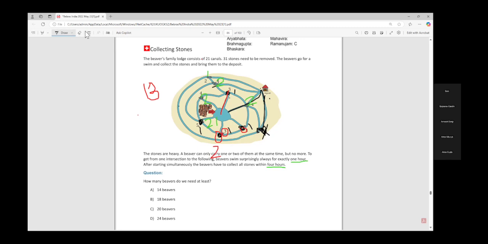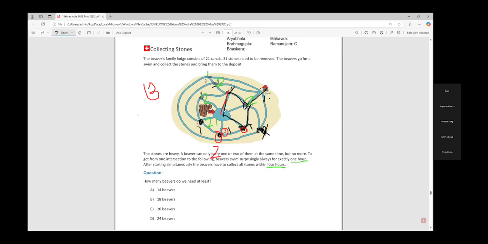Okay, what we can do is we send one beaver here. He takes the one stone from here. And then we send another beaver here who takes one stone from here. They both come here, take one stone each again, and then they go here. So we cancel this out and we used, I think, the same number of beavers.